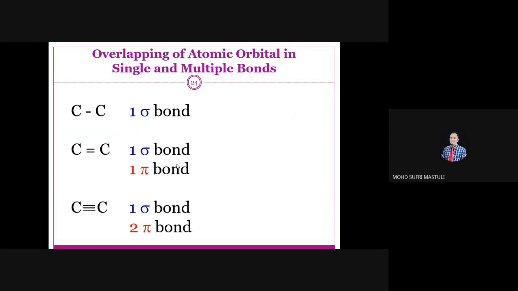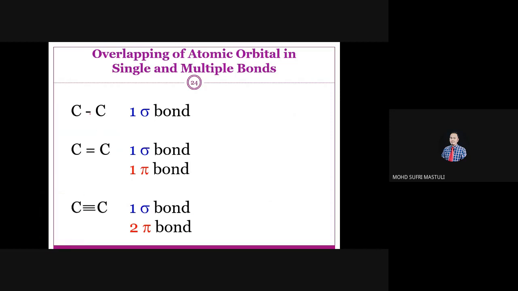Okay, let's continue the next video for this chapter, valence bond theory. So in this video, we will be talking about the overlapping of atomic orbitals in single and multiple bonds. In this subsection we try to identify two types of bonding, which is sigma and also pi. Sigma bond and pi bond.